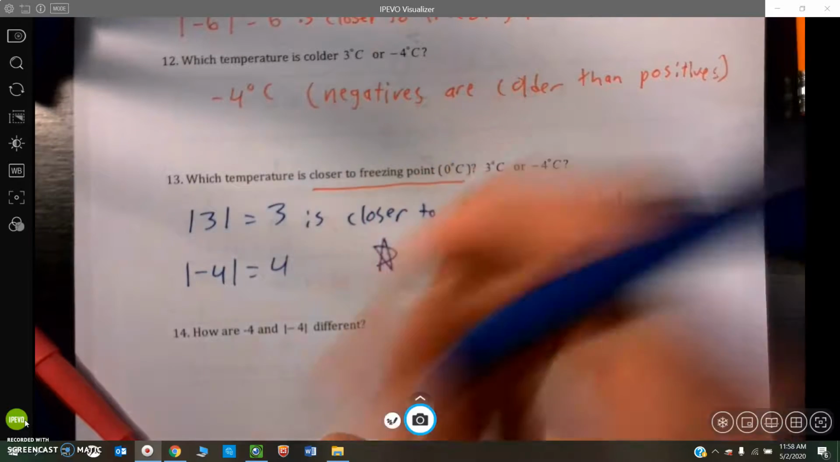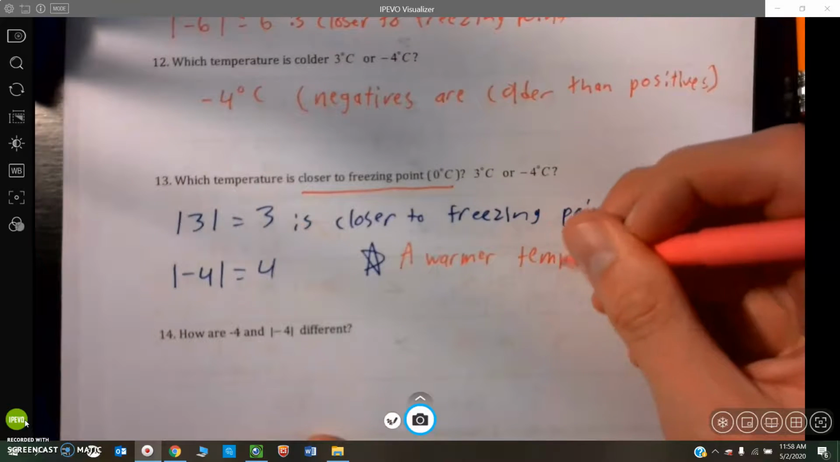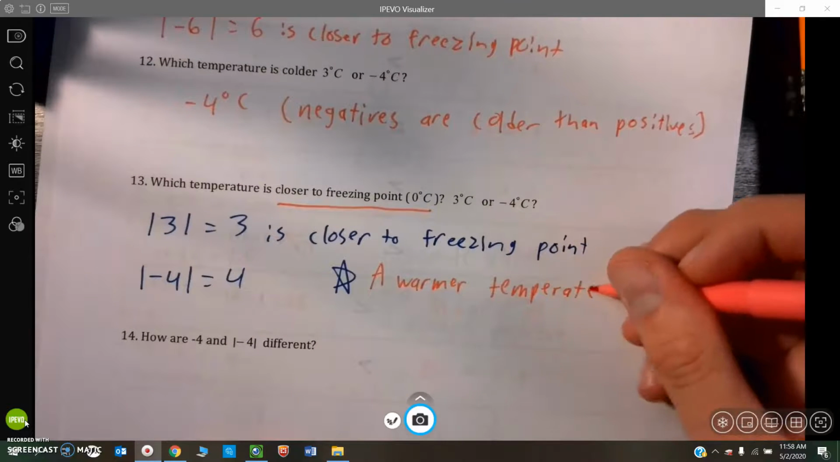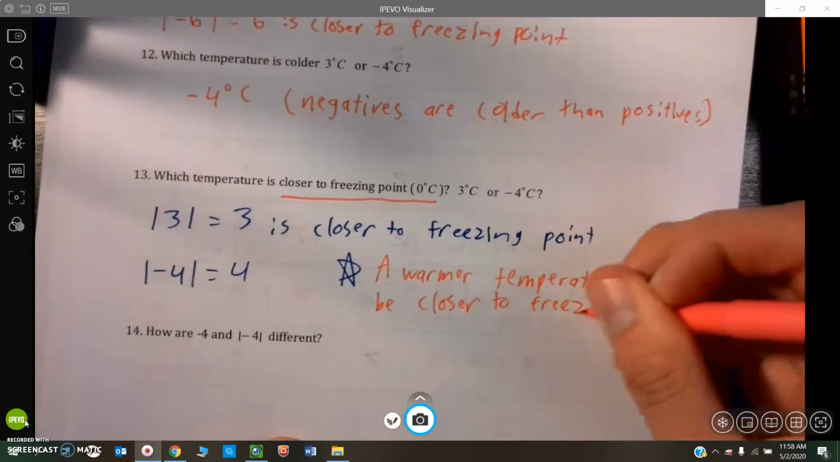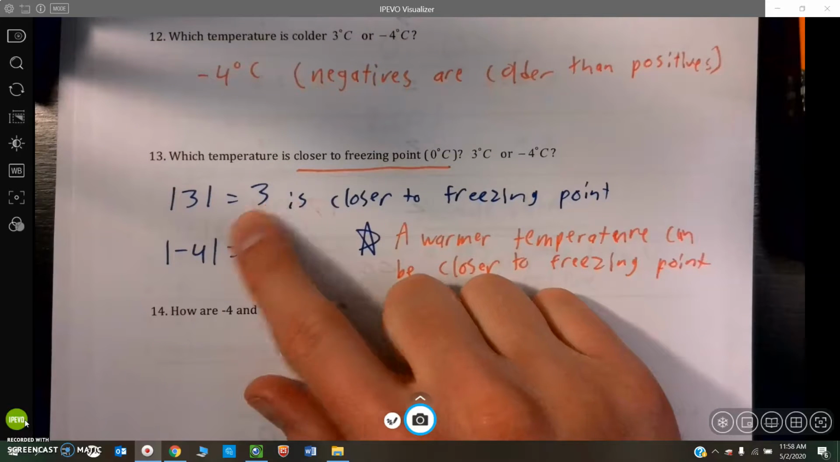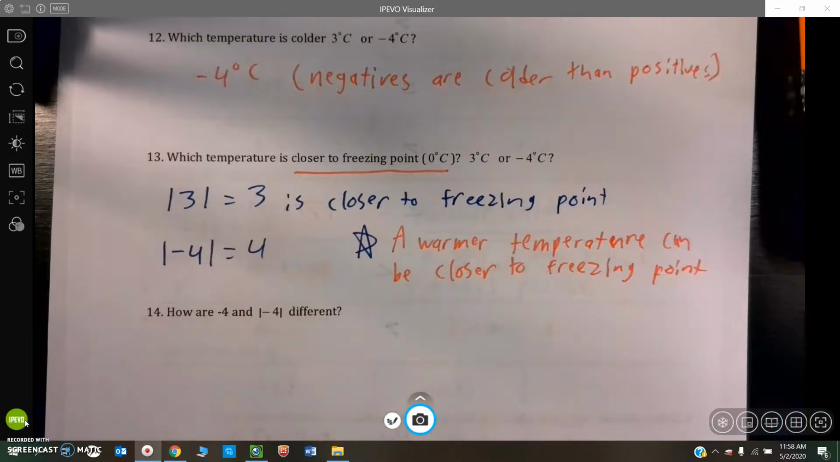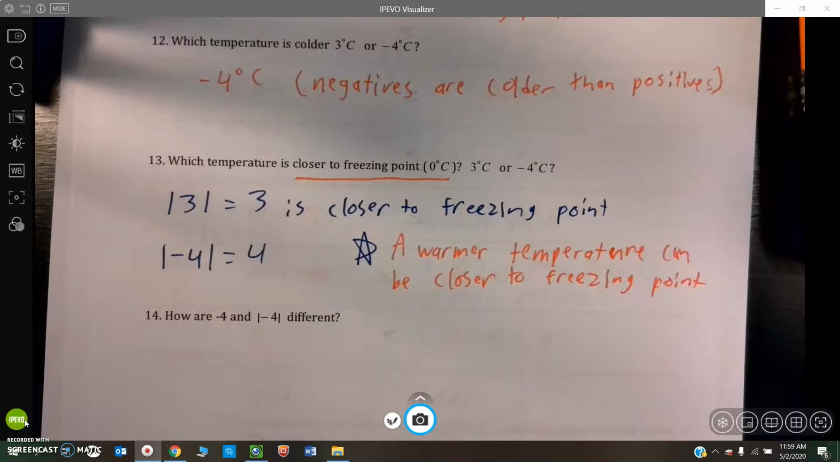So important to know, a warmer temperature can be closer to freezing point. Right? Oftentimes when we think about freezing point, we hear the word freezing and we think colder. So we always think that the colder the number, the closer to freezing point it is. Not necessarily, right? So like -100 degrees Celsius is freezing, but even though it's colder than 3, 3 is closer to freezing point, because freezing point is just 0. So that's just important to note. Just because the temperature is colder does not necessarily mean it is closer to freezing point than something that is warmer.